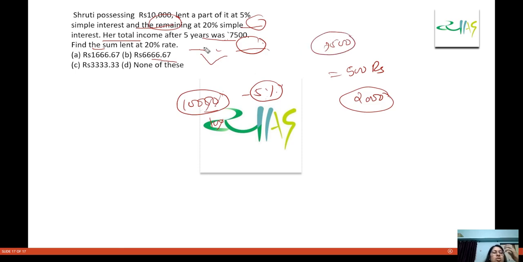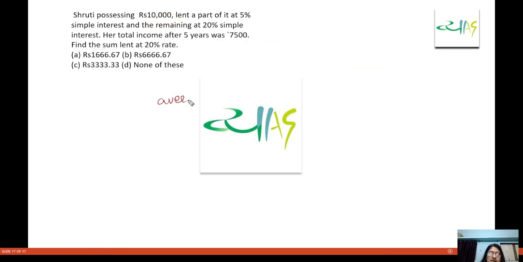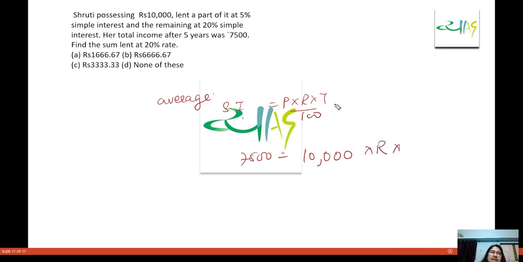Okay, fine. Now you have to find the sum lent at 20% rate. So obviously you can find how. See, this 7,500 is the total income after 5 years. So what is the average rate of interest it is coming? You know simple interest is equal to principal into rate into time by 100. So this simple interest is 7,500. Your principal is 10,000. Your R you don't know. Your T is 5 years, and this is 100. So obviously you can cancel this, cancel this as well. See, your average rate of interest is coming to be 15%.